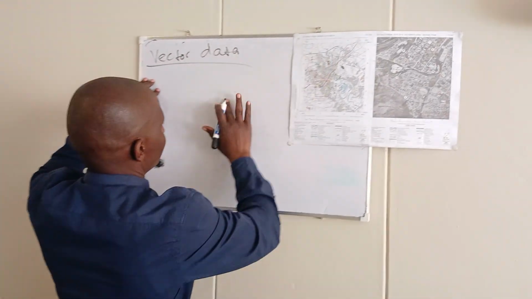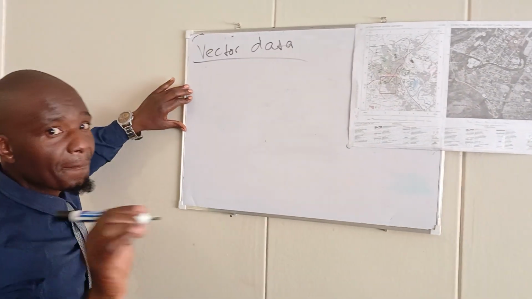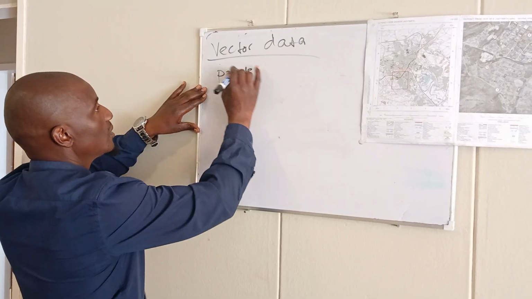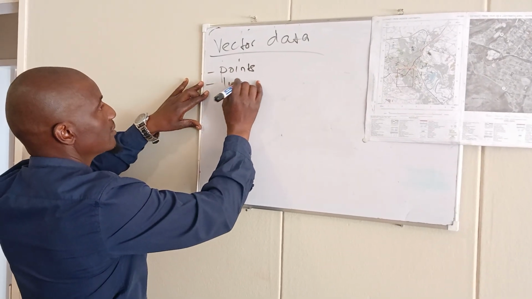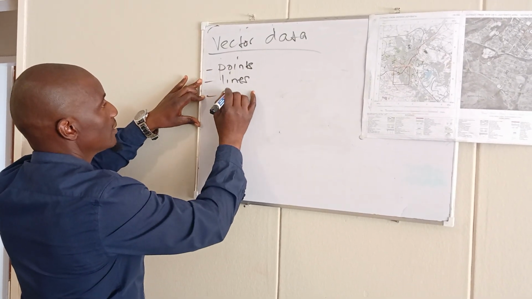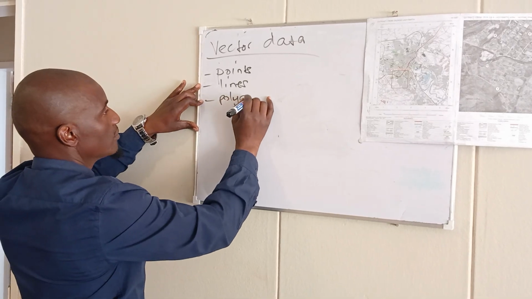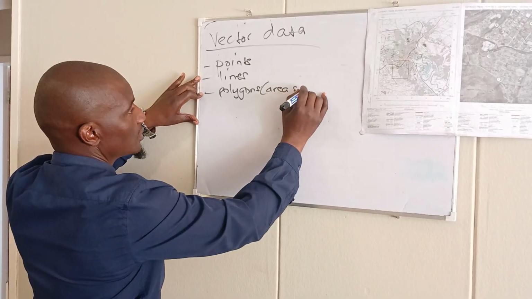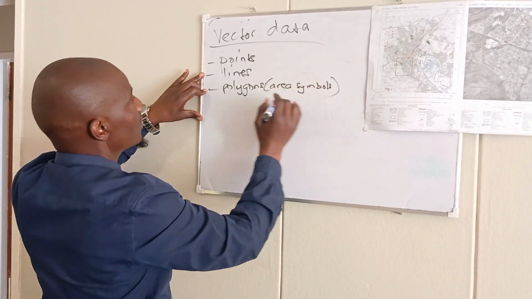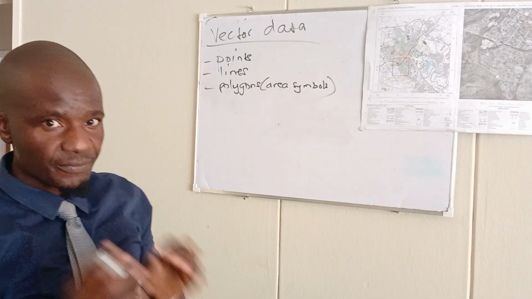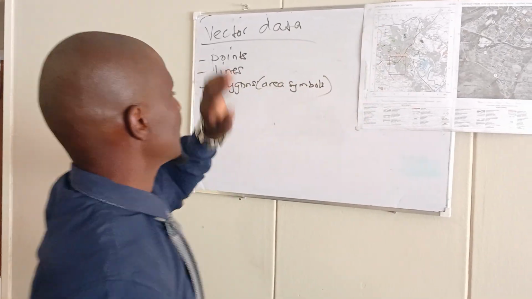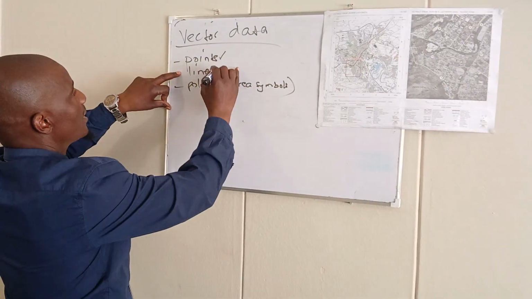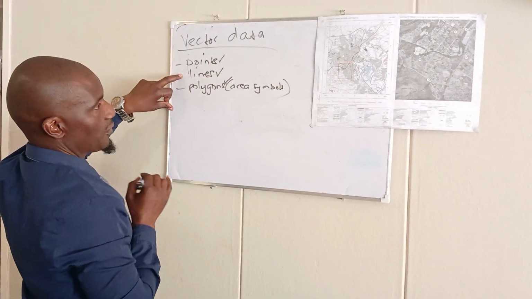So the features that we have on a map are represented as points, lines, and polygons. Okay, can also be area symbols. So the features that we have on a topographical map are known as vector data. It is represented as points, lines, and polygons.